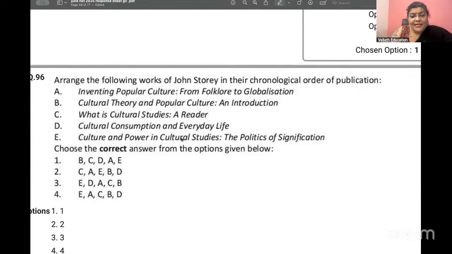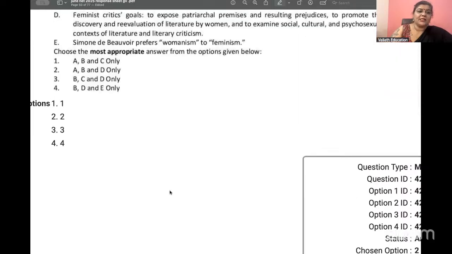Then, John Storey is a very basic man in cultural studies. We should have studied, at least now we should study all the basics. John Storey is a very basic theorist because from the beginning of cultural studies, he wrote all the basic readers. So they are wondering whether you know John Storey. Then next time you should study basic cultural studies.